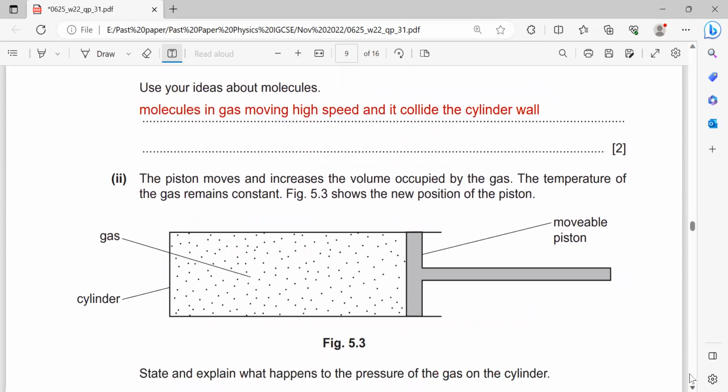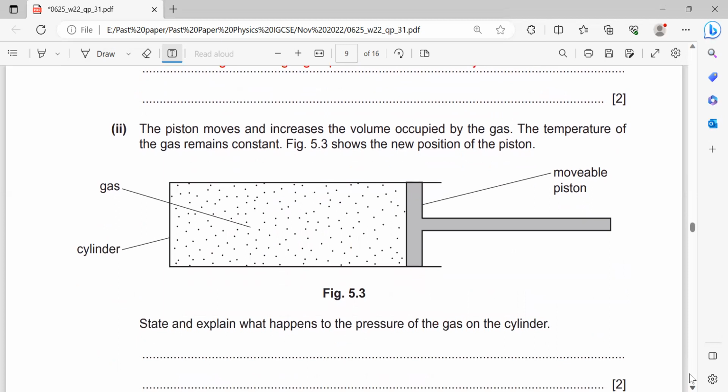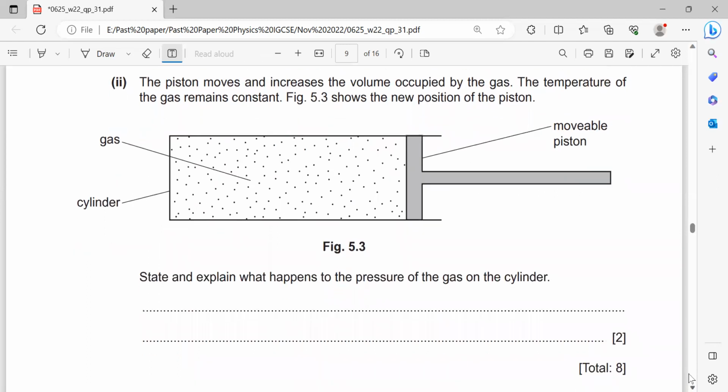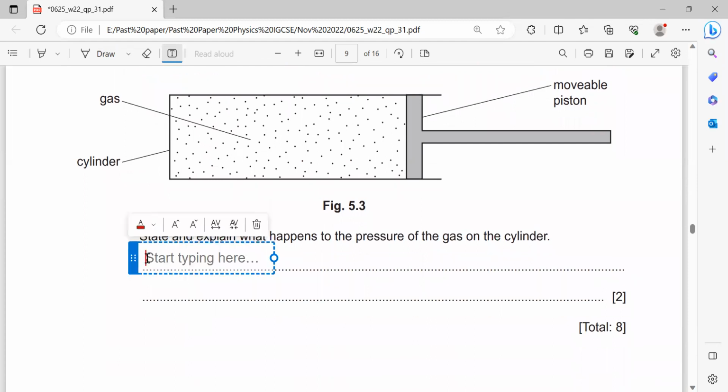Next, the piston moves and increases the volume occupied by the gas. The temperature of the gas remains constant, and figure 5.3 shows the new position of the piston. State and explain what happens to the pressure of the gas inside the cylinder. So what happens?